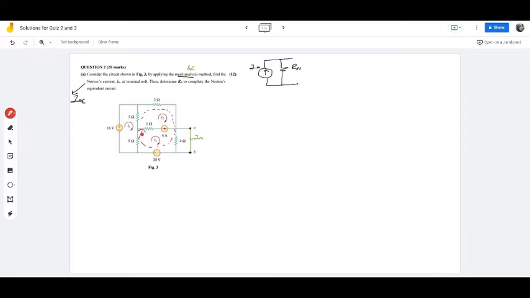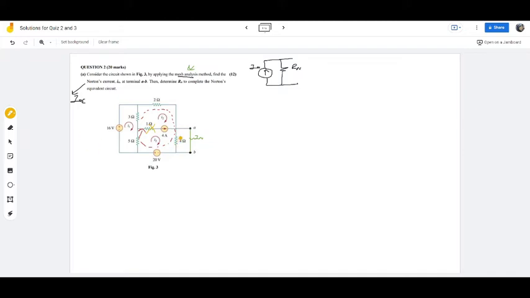When it's a super mesh, you have to remember any resistor that is in series with the current source you may ignore. Quickly you remove 1 ohm. Now there's another trick to this question. Not so much a trick, it's to test your understanding. I always tell this to my students: we can create any kind of questions, but it really comes down to your understanding.